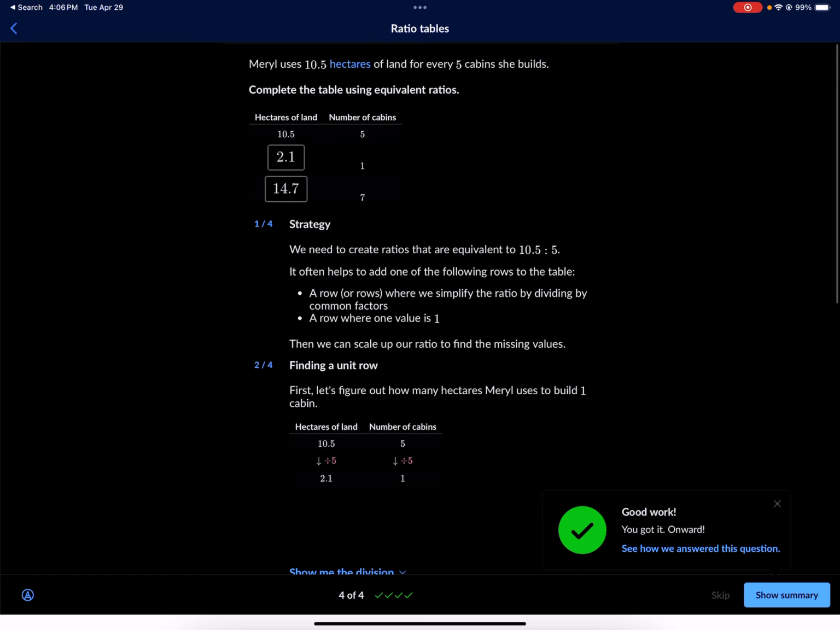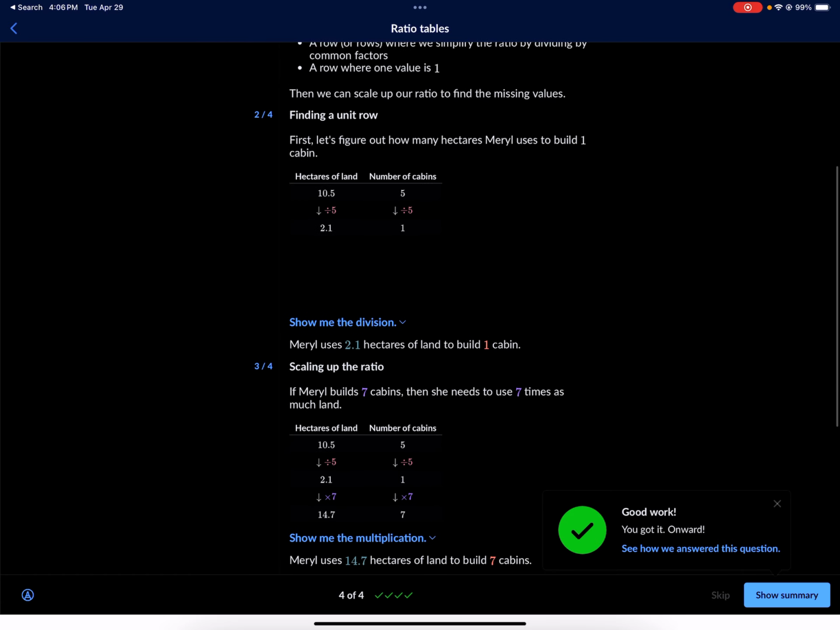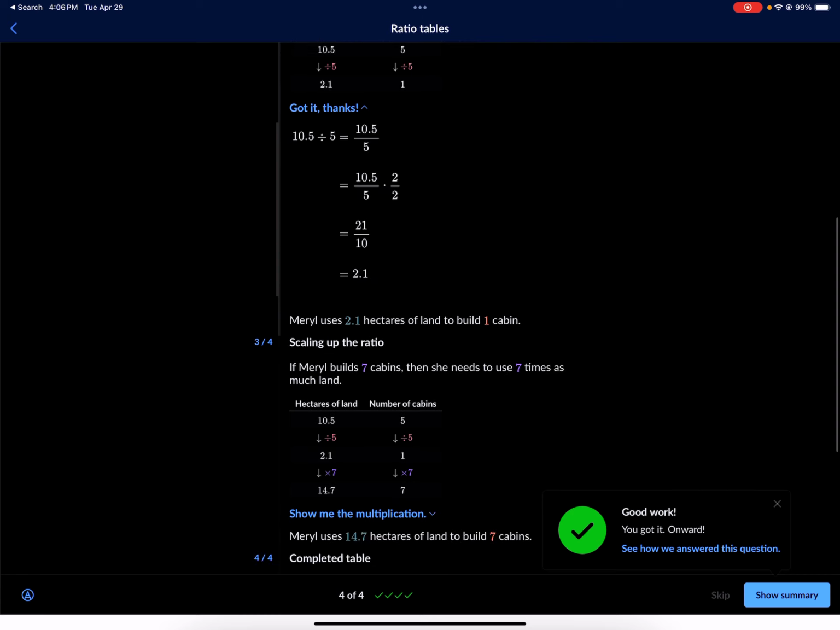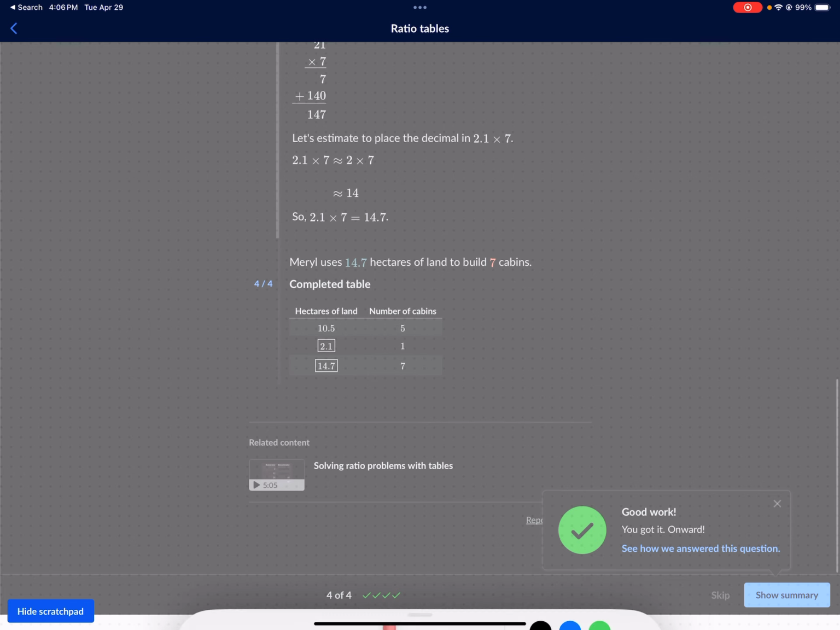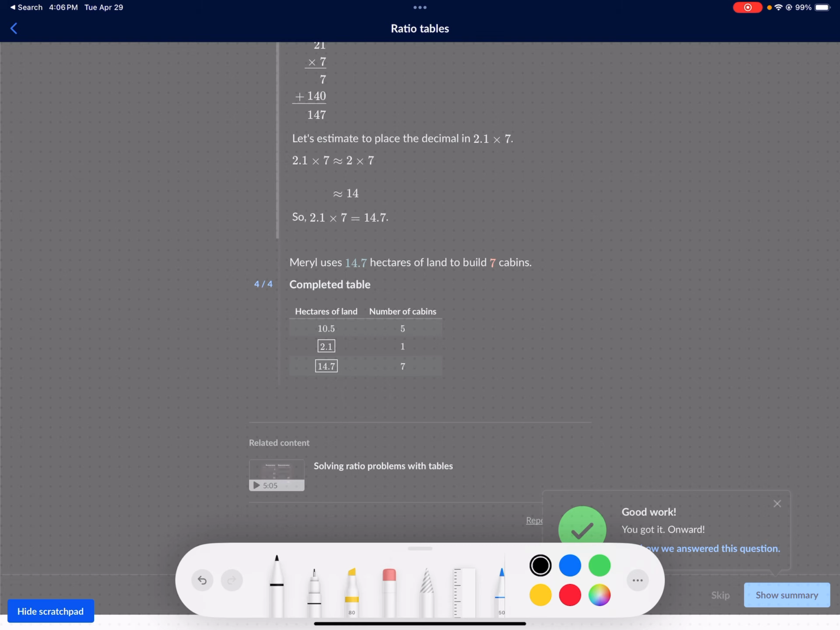So here's the solution. Here's the division. Here is the multiplication. And now if you got that right, good job. If you didn't, here's the video, and happy studying.